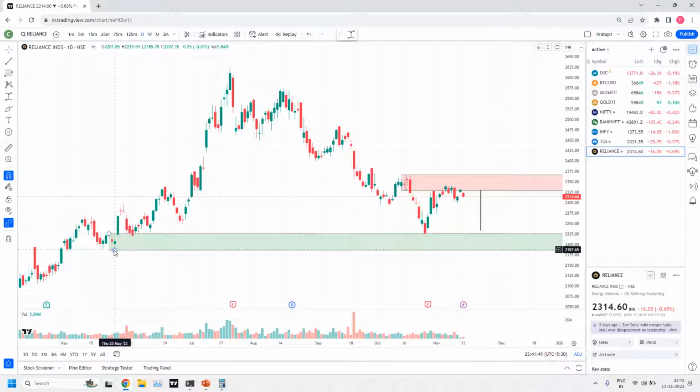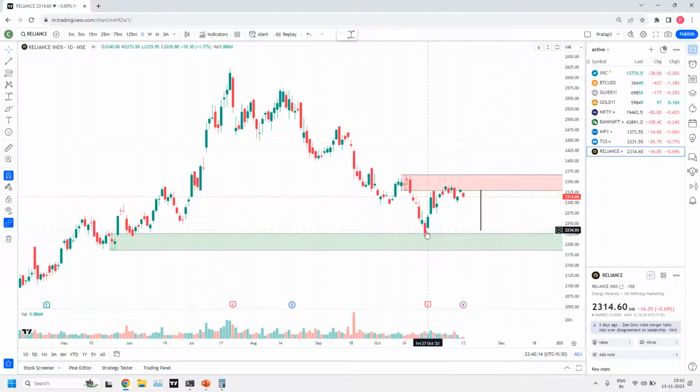And our distal line still remains the same. The low is 2185.70. Similarly, you calculate from here to the target. The target is your supply zone, the proximal line of the supply zone, or you can say the zone low of the supply zone. That is the target.